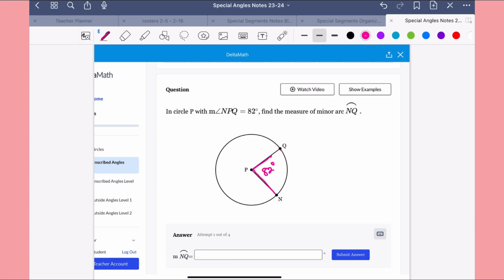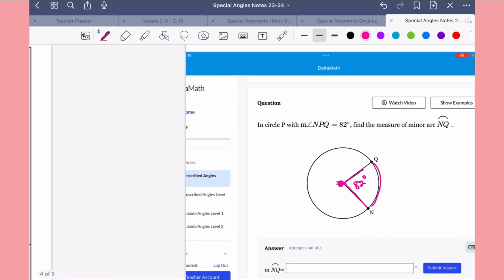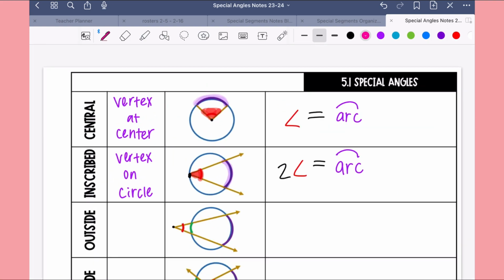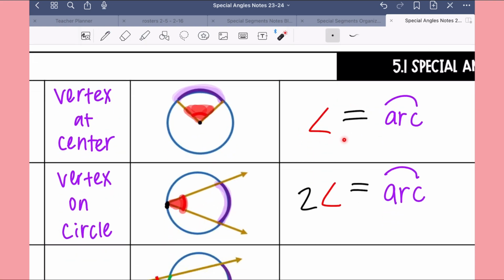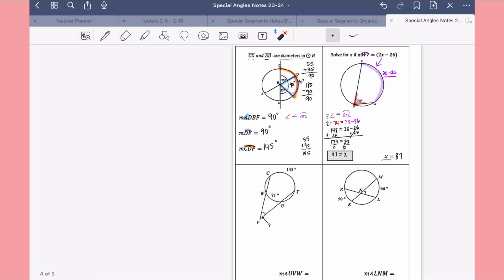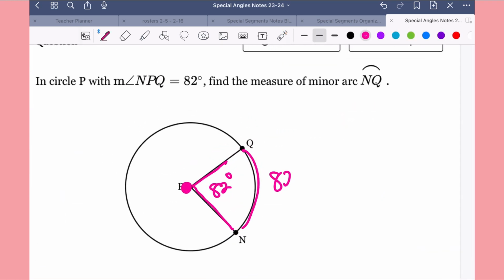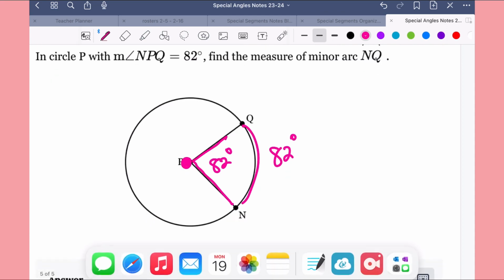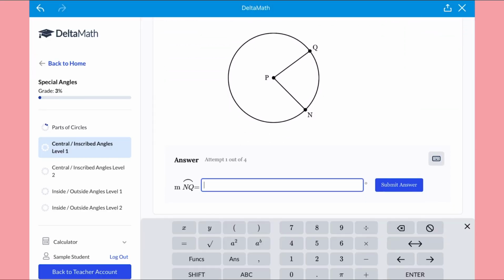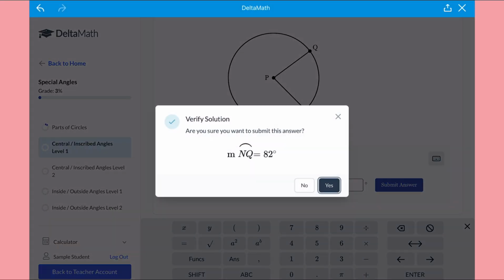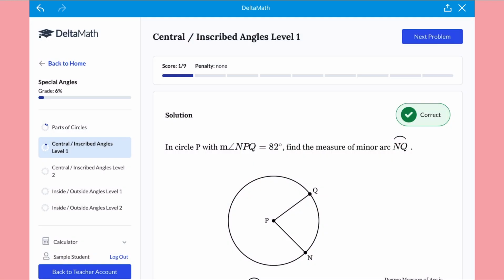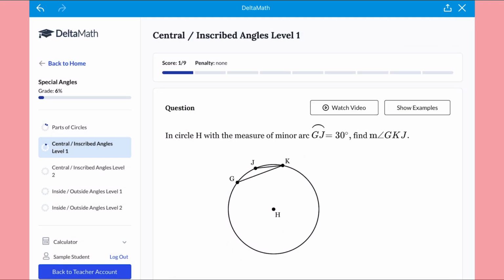So what is arc NQ? Well, if it's a central angle, then we learned that the angle equals the arc. So it's just the same measure. So if the angle is 82, the arc is 82 as well. Okay, so let's go try that out. 82. Yes. All right. Next problem.